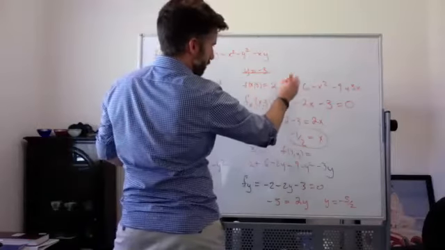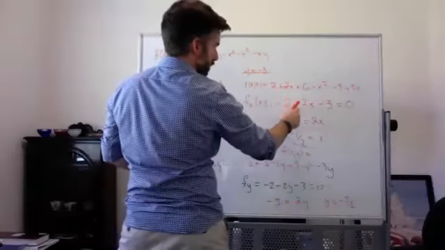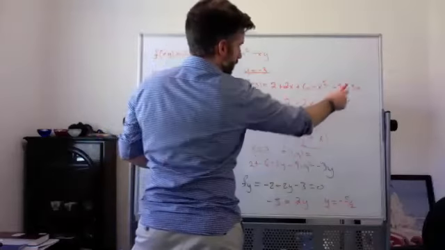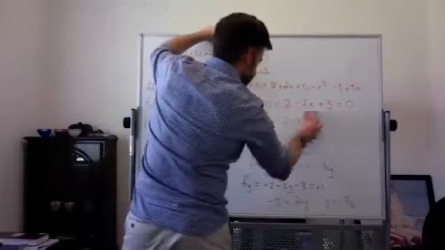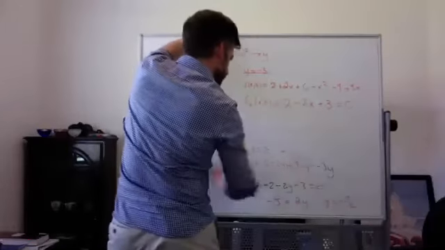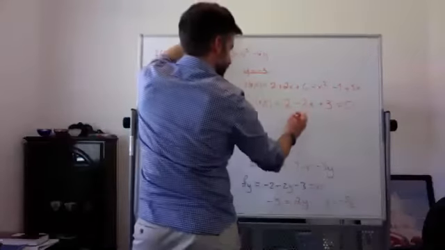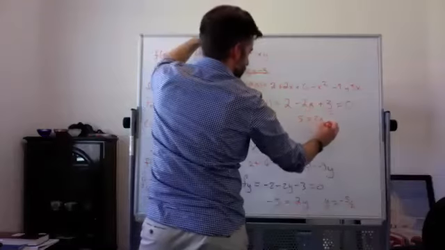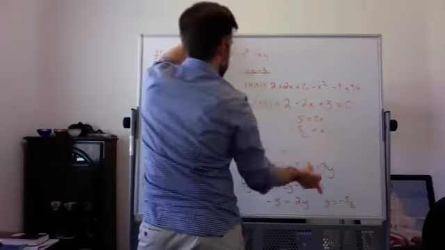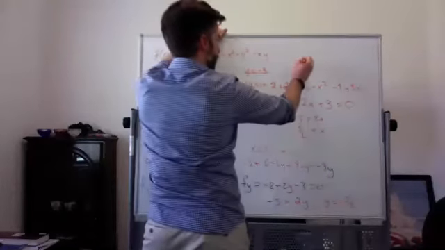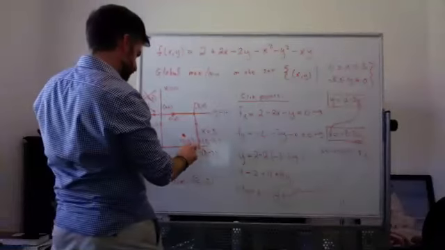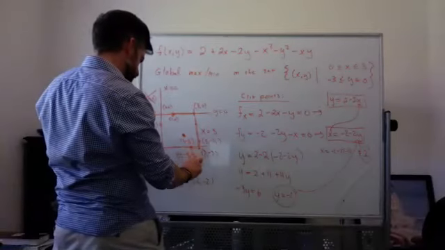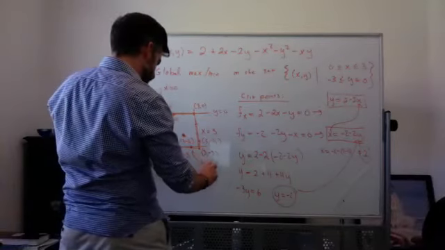My derivative will be: derivative of 2x is 2, derivative of negative x squared is negative 2x, but the derivative of 3x is positive 3. So I end up with 2 plus 3 is 5 equal to 2x. X equal to 5 halves. So I do actually get this point: 5 halves, comma negative 3. It's always good to check your work. So I have this point here, 5 halves, comma negative 3.